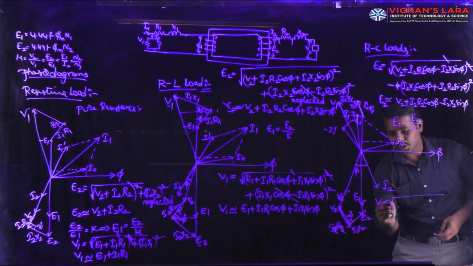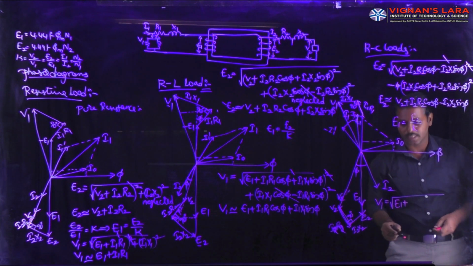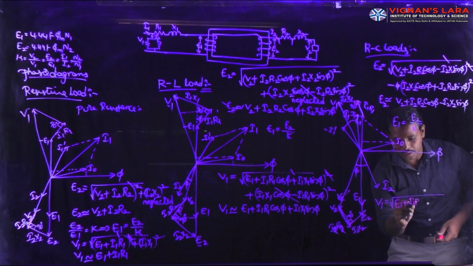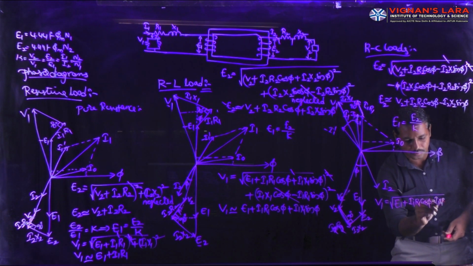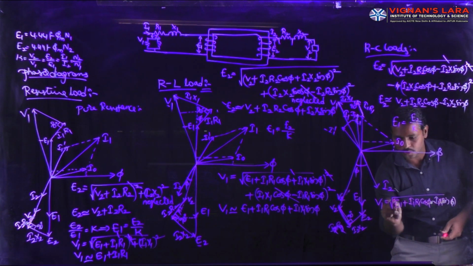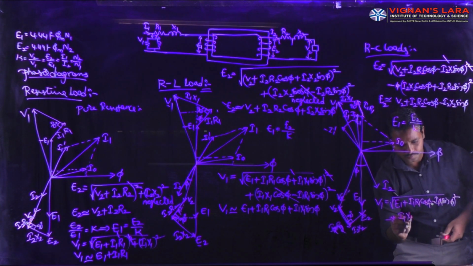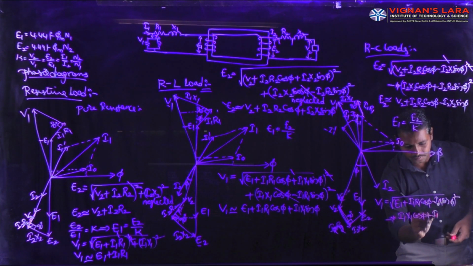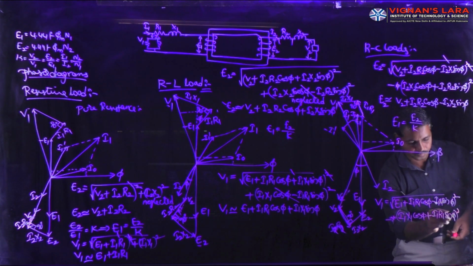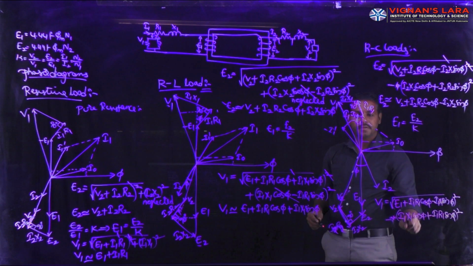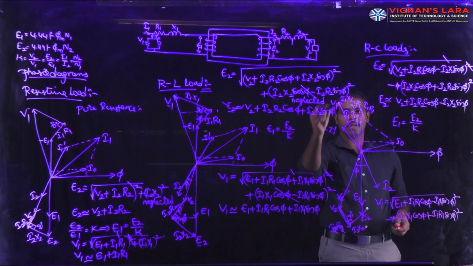So V1 is equal to the square root of (E1 plus I1 R1 cos phi minus I1 X1 sin phi) whole square plus (minus I1 X1 cos phi plus I1 R1 sin phi) whole square. So these are the two equations, by simplifying this one.